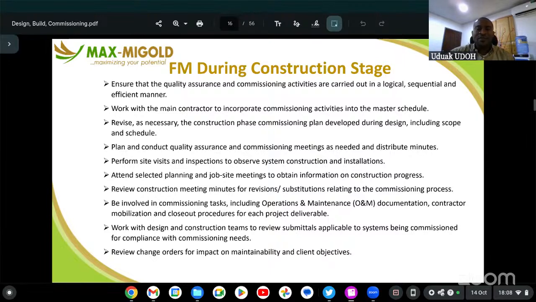So we need to also work with the design and construction team to review submittals applicable to systems being commissioned for compliance with commissioning needs. So if a particular system is due for commissioning, and there are some documents that need to be submitted, for instance, the warranty of every system. They've procured this. For instance, they've procured the AC. I know most split unit ACs always have a 12 months warranty. There are some VRFs that could be 7 years. There are some systems from LG where the compressor alone has a 7 years warranty.